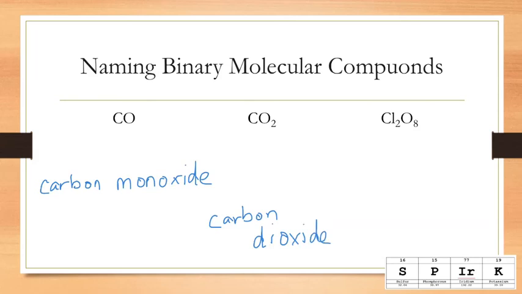For this last one, since our first element has more than one atom, we need a prefix. Our prefix for two is di, so dichlorine. Because it's the first element, we just use the whole name and don't need to use IDE. Then 8 is octa, so we say octoxide. So Cl2O8 is dichlorine octoxide.